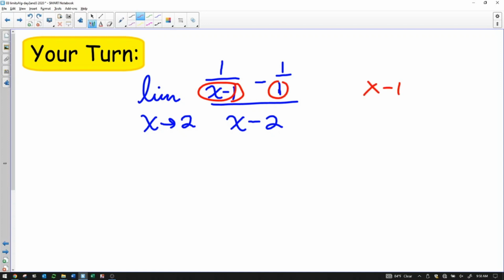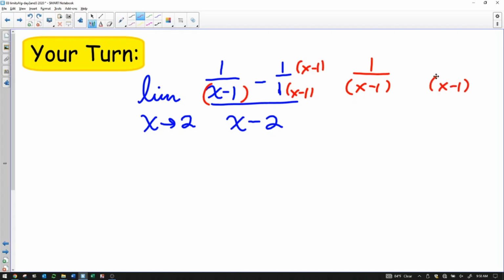And so do you see my common denominator is x minus 1? This one already has an x minus 1, so what I'm going to do is leave it alone. This one right here doesn't have an x minus 1, so I need to multiply this one by x minus 1. But if I multiply the bottom by x minus 1, I got to multiply the top by x minus 1 also. This negative sign here, I'm just going to carry right there. On the bottom, I still have x minus 2. And of course, this is still a limit problem.